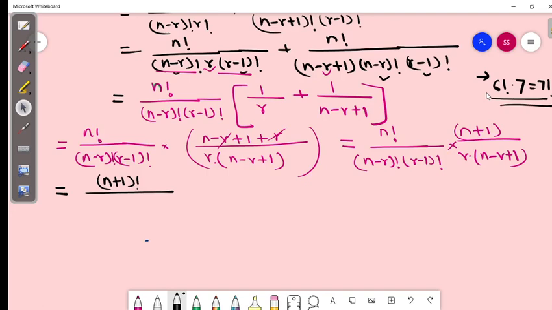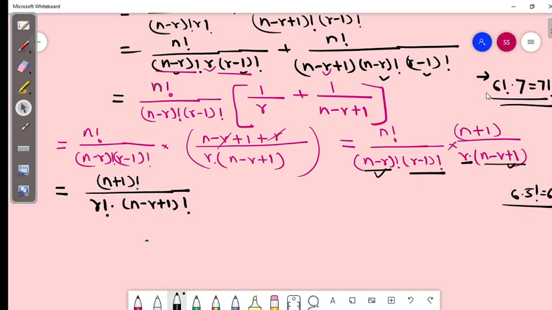And similarly, r times r minus 1 factorial is r factorial, like 6 times 5 factorial is 6 factorial. That's why r times r minus 1 factorial is r factorial, times now n minus r plus 1 times n minus r factorial. That is n minus r plus 1 factorial, this one and this one also. n minus r plus 1 factorial by.